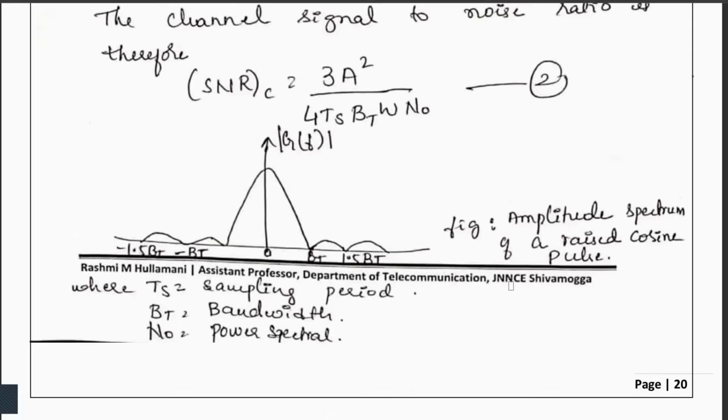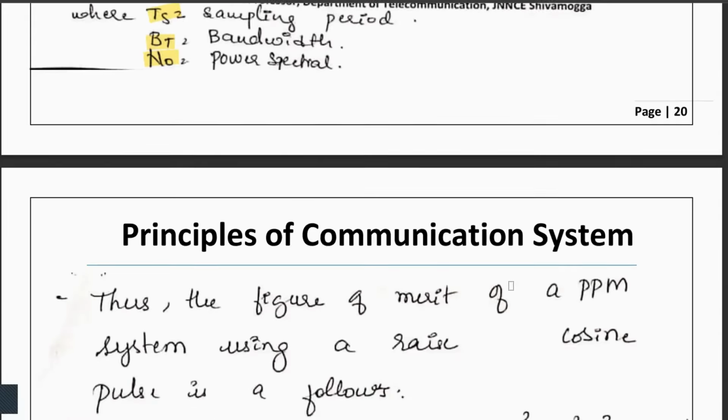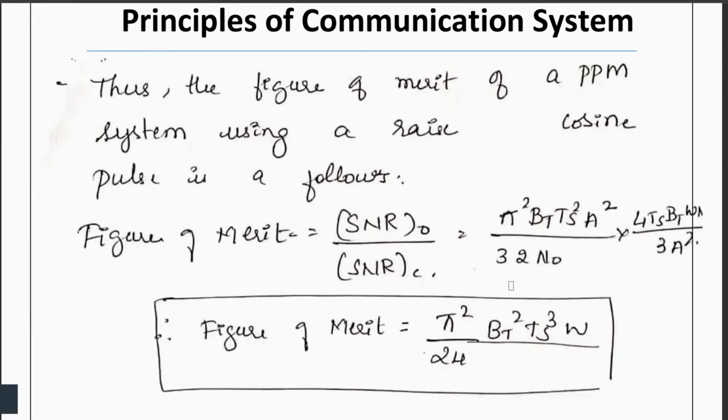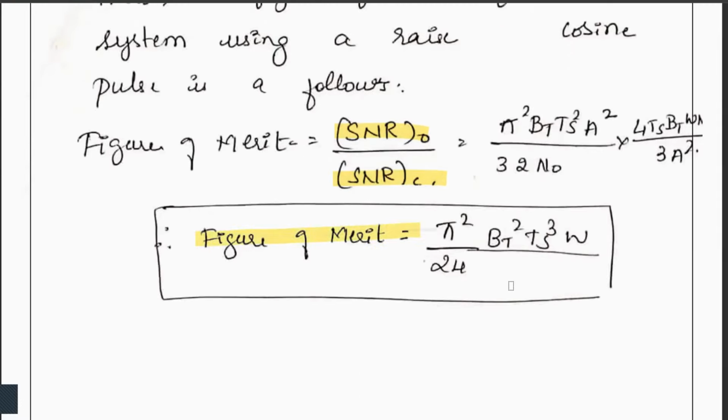So this figure will denote the amplitude spectrum of the raised cosine pulse. So Ts is what? Our sampling period, BT is our bandwidth, and n0 is the power spectrum. Thus, the figure of merit of the PPM system using a raised cosine pulse is as follows. The figure of merit is given by dividing both of them. Finally, on dividing, we get the figure of merit formula like this.